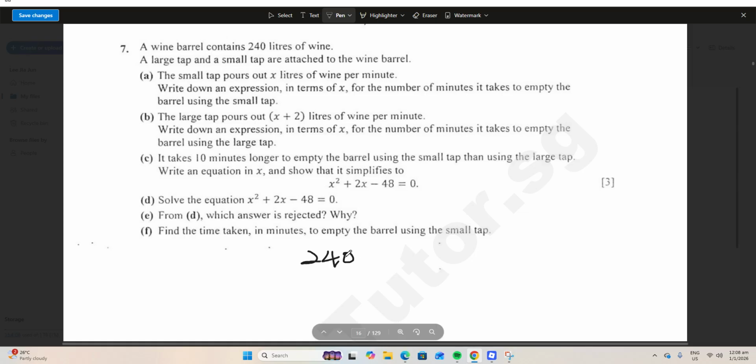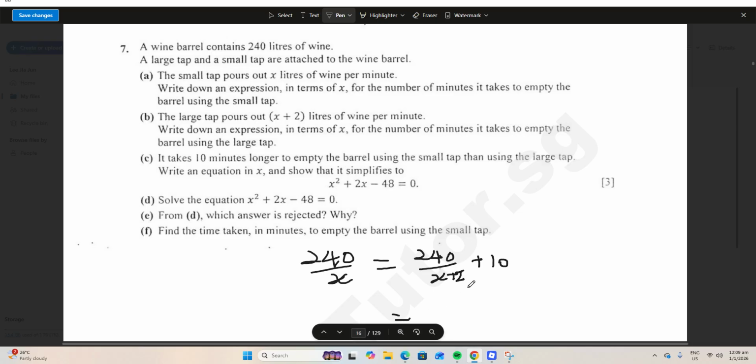240 divided by x. Okay, since x is the small one, right? It takes 10 minutes longer to empty the barrel, right? So 10 minutes longer. So this one will be equal to 240 divided by x plus 2. So you add the 10 minutes to the shorter one, right? 10 minutes. Okay, so how do you do it now?